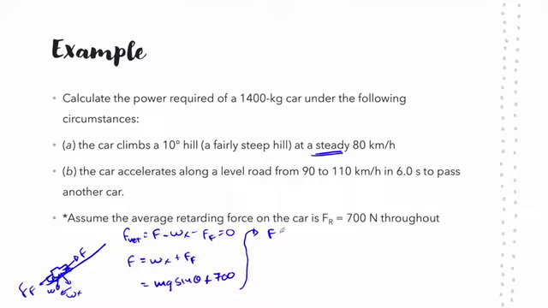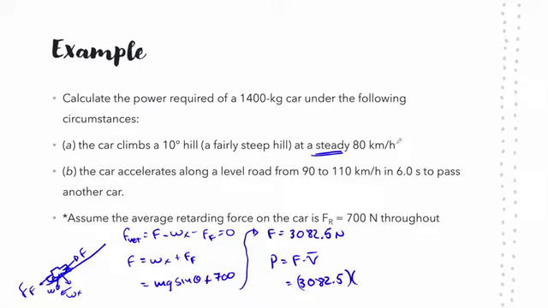And that means that F is equal to 1400 times 9.8 times sine of 10, plus 700. Force is equal to 3082.5 newtons. So the power required by the engine needs to be force times average velocity. So this is going to be equal to our force times our average velocity.